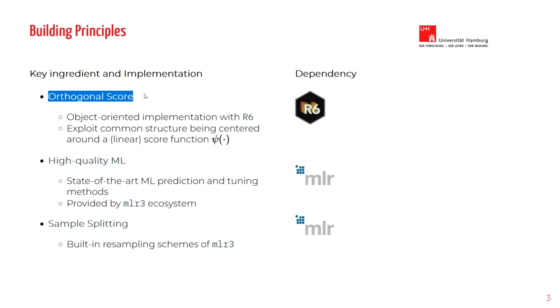These building principles match the key ingredients, because the first ingredient, as we remember, is the orthogonal score, which in many cases is linear. The double machine learning approach is very general, so we can implement it in a general way if we make use of an object-oriented implementation. This is why we chose R6, because then we can set up a class structure, which I'm going to explain in more detail in a second, that runs the steps of the cross-fitting algorithm that I showed you before.